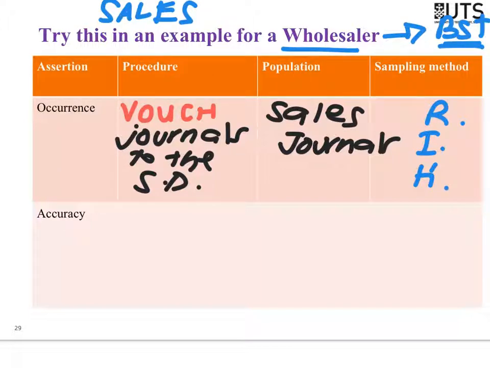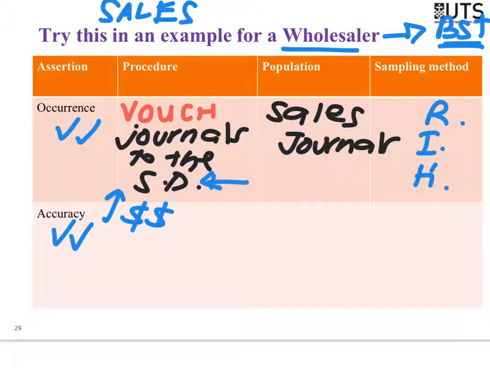Now, accuracy. To gain comfort over accuracy, you can actually just do the same process. But instead of looking at just the document, look at the dollar amount as you go. See what I mean? You could have performed the same test and ticked off on 2 assertions. By vouching the journals to the supporting documentation, you gain comfort that it occurred, but if you check the dollar amounts while you do it, you've also checked that it's accurate. See what I mean? What's that word? That's efficient, okay? That's what you will do. You want to do the test that will tick off on a number of different assertions as you go along.